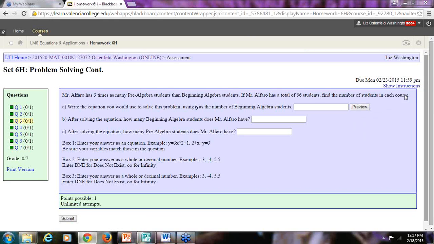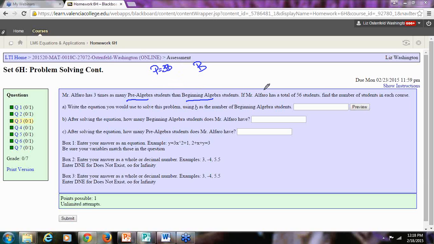Okay, for this one, it says Mr. Alfaro has 3 times as many pre-algebra students as he does beginning algebra students. So this time, my two variables are pre-algebra students and beginning algebra students. And he says that he has 3 times as many pre-algebra students as he does beginning algebra students. So what does that really mean? That means that his pre-algebra students really equal 3 times his beginning algebra students.